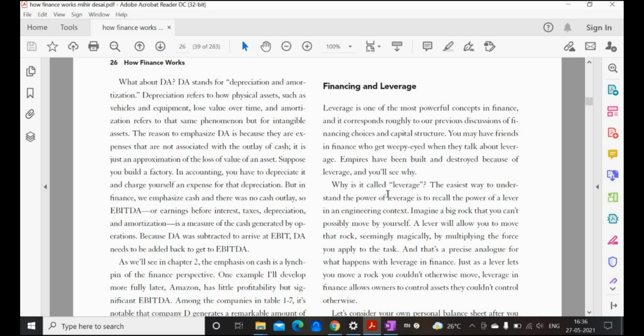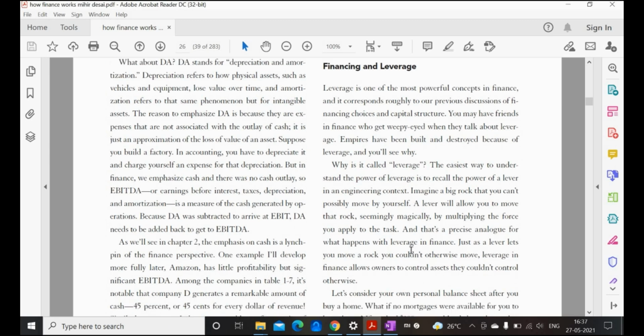The easiest way to understand the power of leverage is to recall the power of a lever in an engineering context. Imagine a big rock that you can't move by yourself. A lever will allow you to move that rock seemingly magically by multiplying the force you apply to the task, and that's a precise analog for what happens with leverage in finance. Just as a lever lets you move a rock you couldn't otherwise move, leverage in finance allows owners to control assets that couldn't be controlled otherwise.